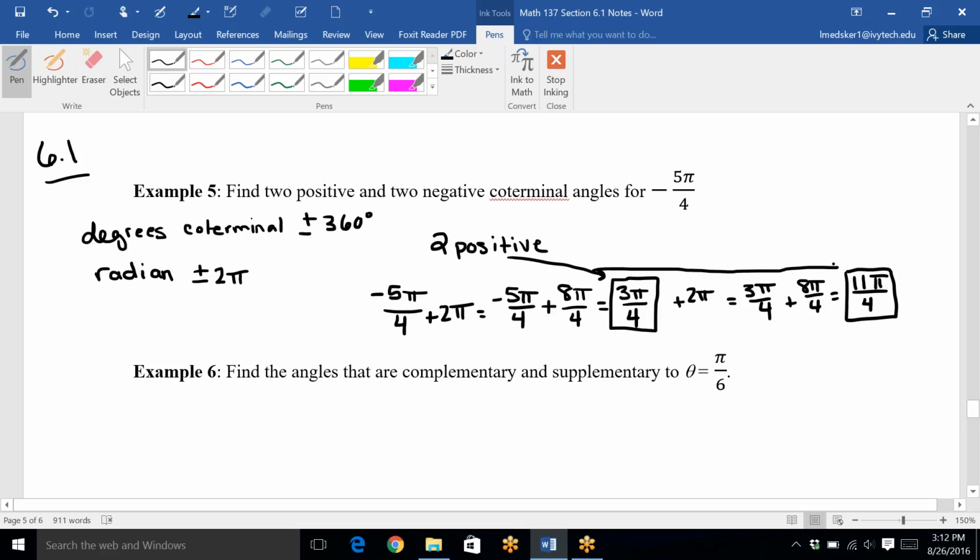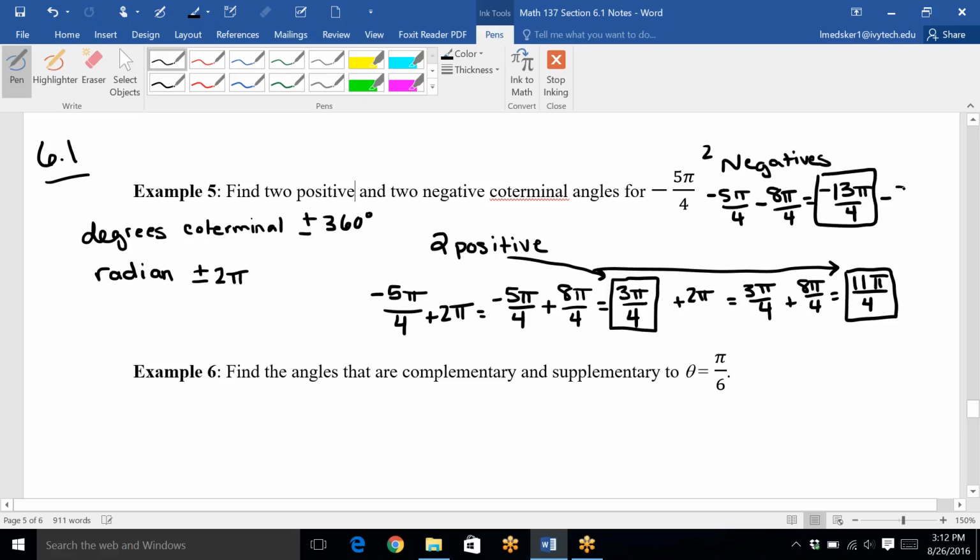To get the negatives, we do the same thing except we subtract. So negative 5 pi over 4, since we already know that it's negative 2 pi, we can go ahead and change that to negative 8 pi over 4 since it's the same denominator. So this is still 2 pi, and this would be negative 13 pi over 4 for the first one. And so that I'm going to go ahead and circle that one.